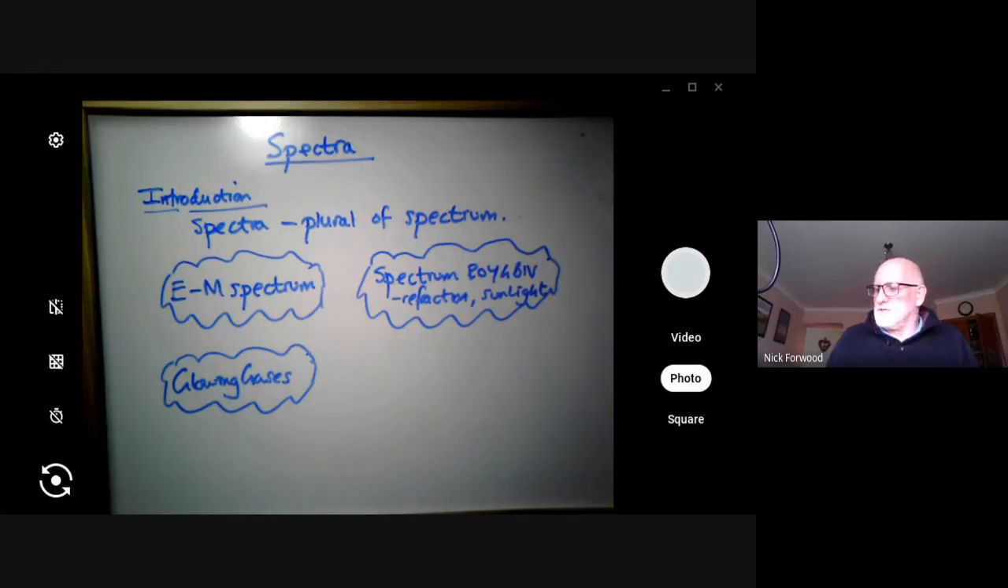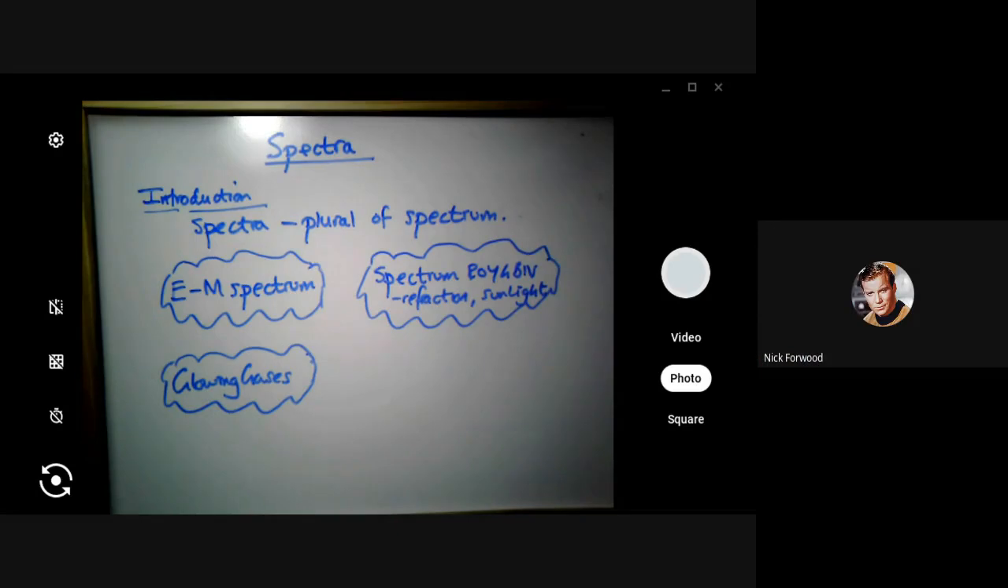Hello, this is a section of work, a topic called Spectra. It's the second to last topic that we'll be doing in the whole of the Higher course. The last one we did was refraction. This one is spectra, and then we've got one more, which is interference, after this. And then that's it. It's all done.